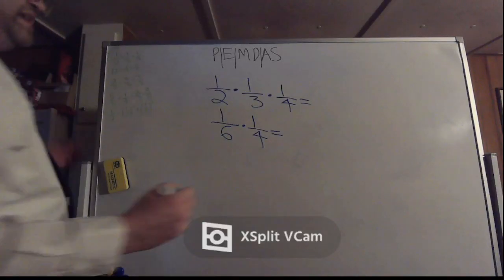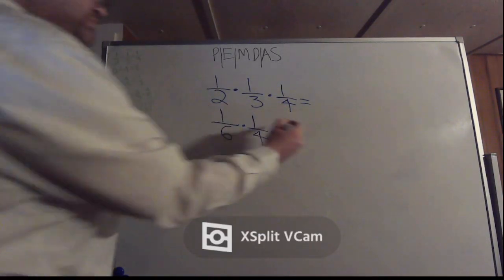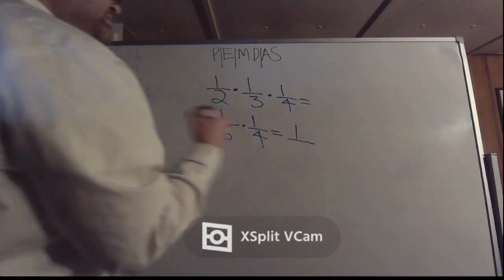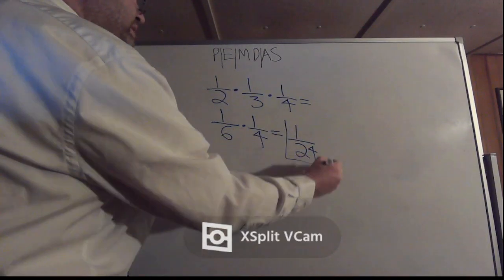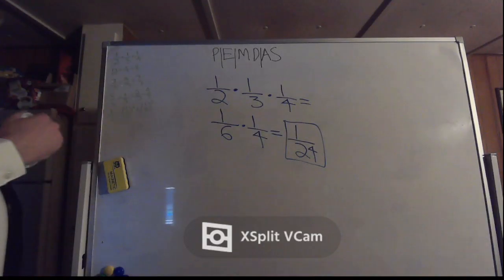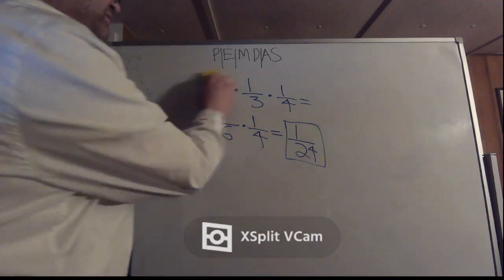Now you're reduced down to 2 terms. Again, you'll multiply the numerators. 1 times 1 is 1. 6 times 4 is 24. So the answer to this equation is going to be 1/24. Well, that was simple enough. I'm sure that was easy enough to see there.